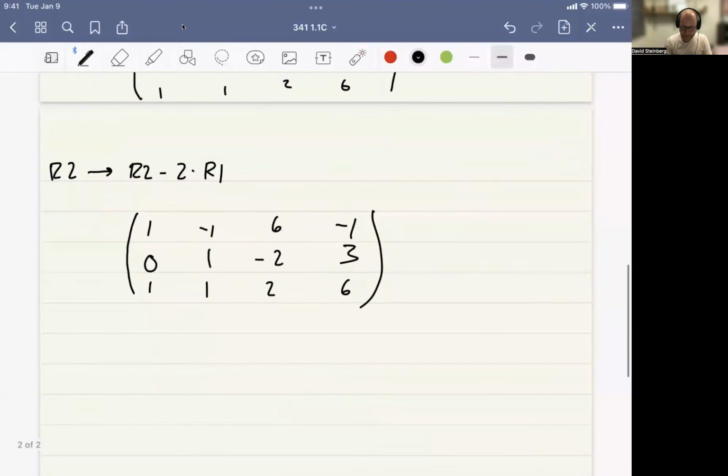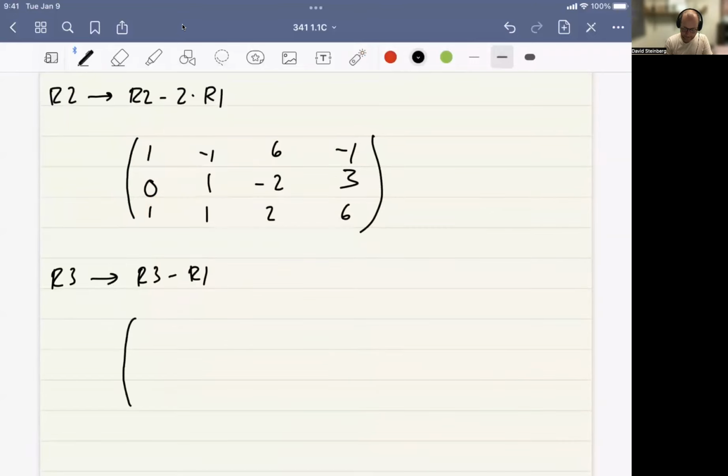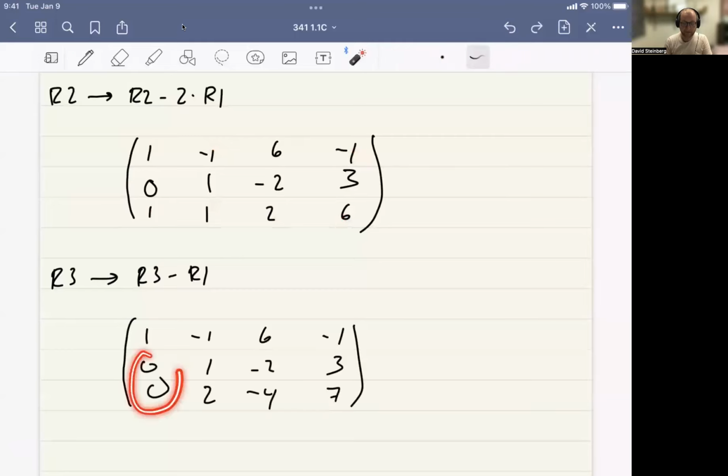Okay. And we can do the same thing for row 3. Here we want to replace row 3 by row 3 minus row 1. So let's see how that goes. Row 1 hasn't changed. Our row 2 hasn't changed from the previous step, and now we've got 1 minus 1 is 0. We've got 1 minus -1, which is 2. We've got 2 minus 6 is -4. And we've got 6 minus -1 is 7. Okay, so we've succeeded in eliminating everything else in this column.